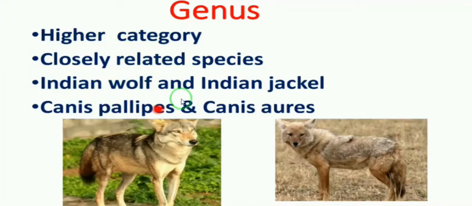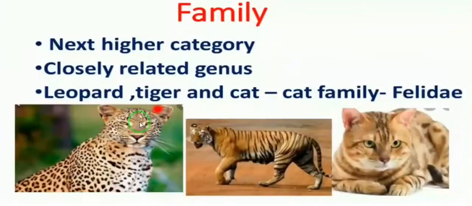Example, Indian wolf and Indian jackal. The scientific name of Indian wolf is Canis pallipes and the scientific name of Indian jackal is Canis aureus. They belong to the same genus and the species name is different, because of slight variations, they come under different species.